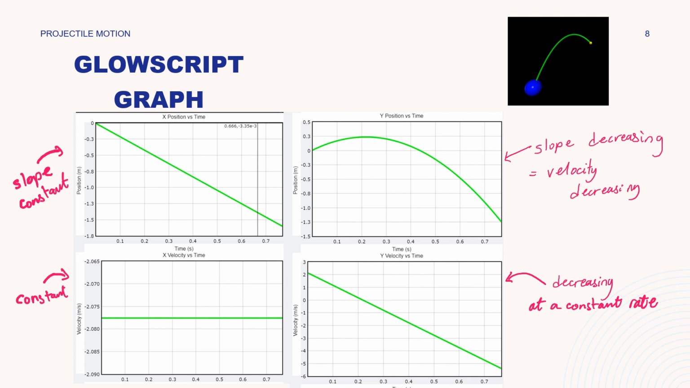We can immediately see for our x position versus time, the slope was constant, and therefore the velocity was constant. As for the y, the slope is decreasing, which shows that our velocity is decreasing. On the top right is the GlowScript tracker.